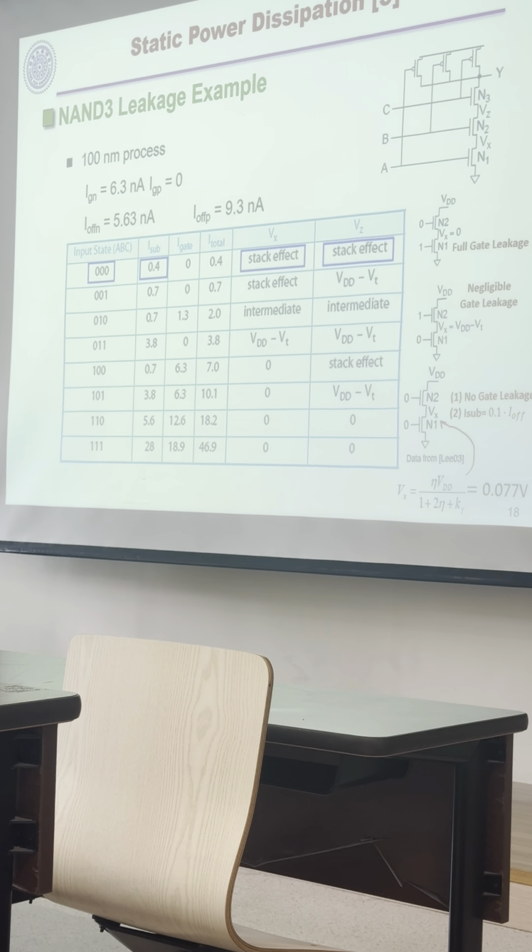So you need to make sure you understand the meaning if the input pattern is different. What will be the impact on the gates and the subthreshold leakage? Because this depends on this floating point Vx here. They will impact the leakage and then the subthreshold leakage. So these are the operation conditions.